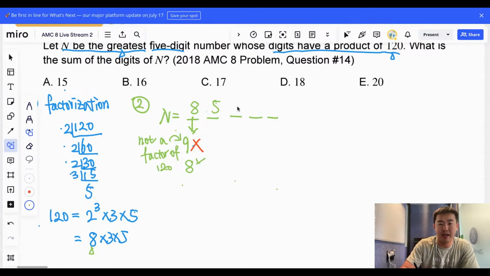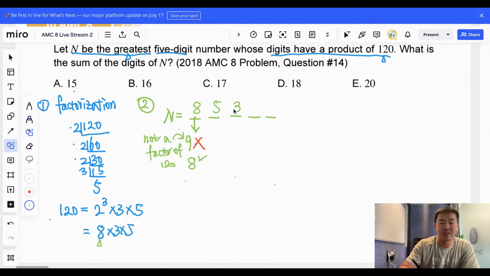So 5 we have. Then what about the 100th digit? We want to put down 3, right? Why? Because 3 is right here and it is a factor of 120. So how about the last 2 digits? Remember, we need all these 5 numbers multiplied together to get 120. So now we already have 120. So the last 2 digits, the remaining 10s and 1s digits, must be 1, okay? So now we have our number n created.